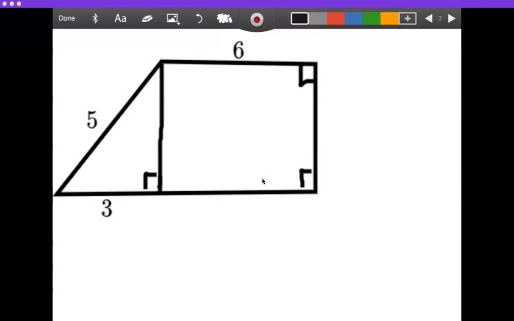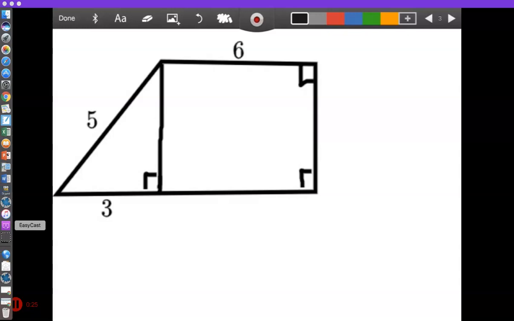I do have the optional note videos from what we would normally do, also in Schoology if there's ever a need for more information. But I just wanted to go through a couple of these problems here with you. We're finding the height of a trapezoid before you find the area.